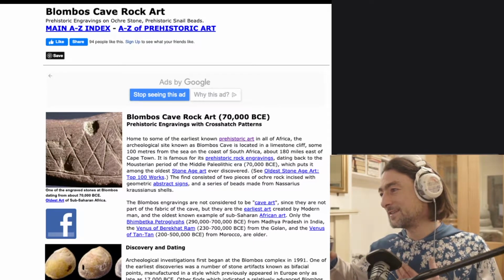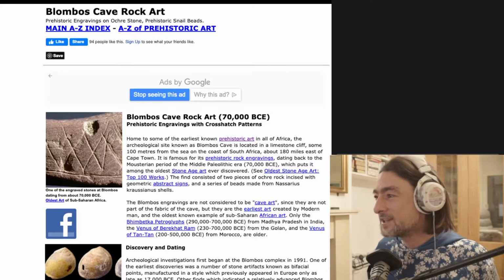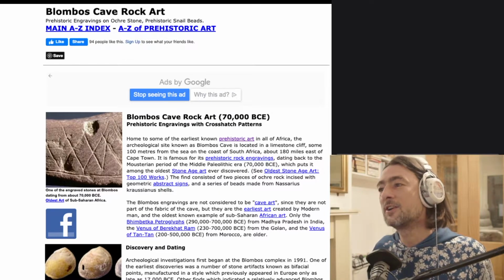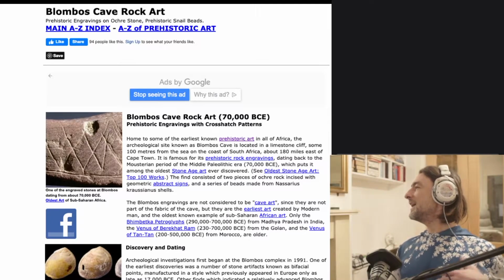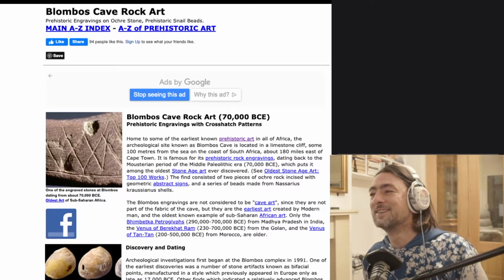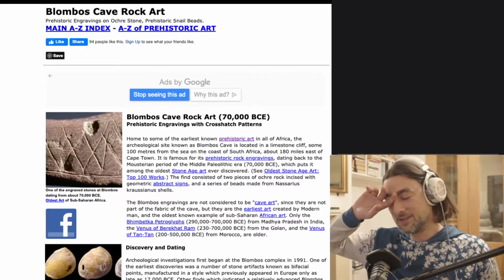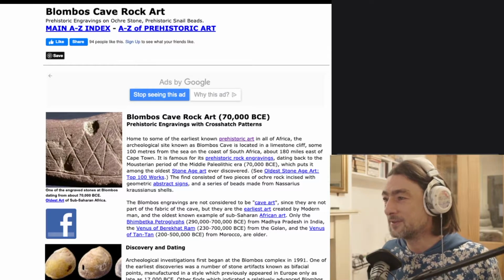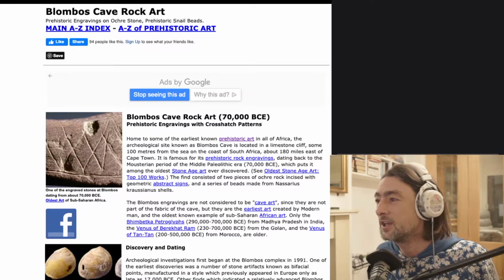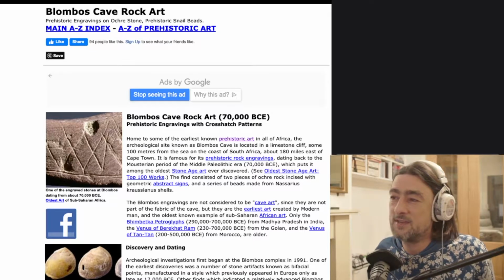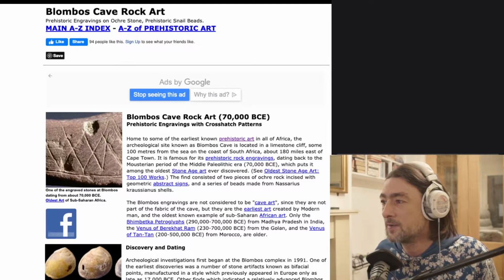About 180 miles east of Cape Town. It's famous for its prehistoric rock engravings. No, look, not doing South African impressions. Well, yeah, this cave is famous for that. That's why we're here talking about it.